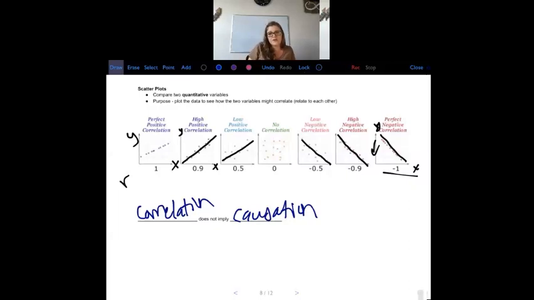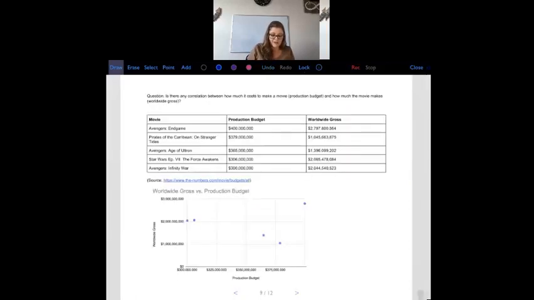Okay, so we'll continue where we left off in the last session on data displays. We got done talking about scatter plots, that they compare two quantitative, numerical variables. The purpose of a scatter plot is to see if two variables correlate or relate to one another, and how they relate to one another. So scatter plots are a good way to answer questions about correlation.